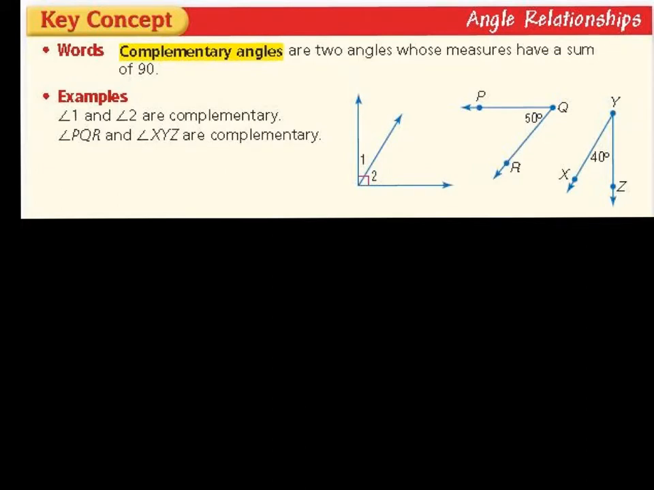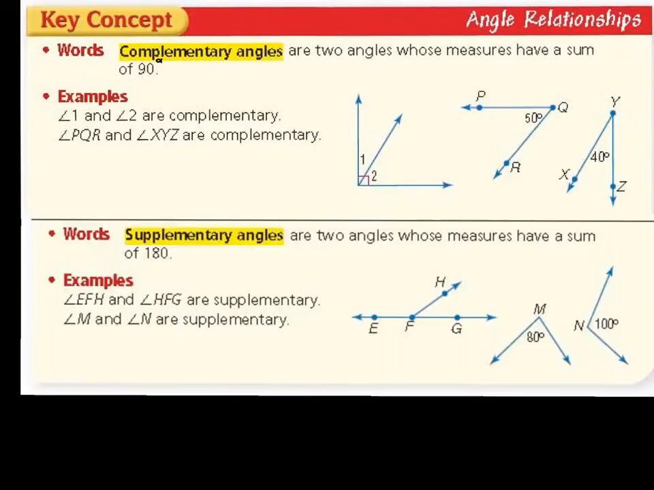Complementary angles are two angles whose measures have a sum of 90 degrees. Angle 1 and angle 2 are complementary. They obviously form a right angle, so they have to have a sum of 90. Angles PQR and XYZ are also complementary because even though they're not adjacent, they would have a sum of 90.